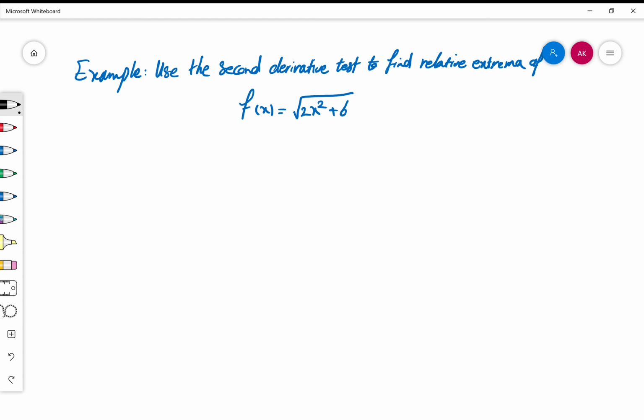Okay, so this is another example for the second derivative test. The function is the square root of 2x squared plus 6, and we are looking for relative extrema of the function. So step 1 is find critical points.